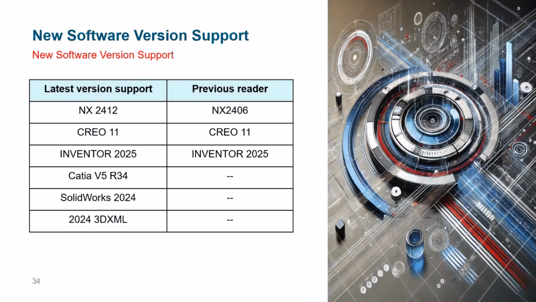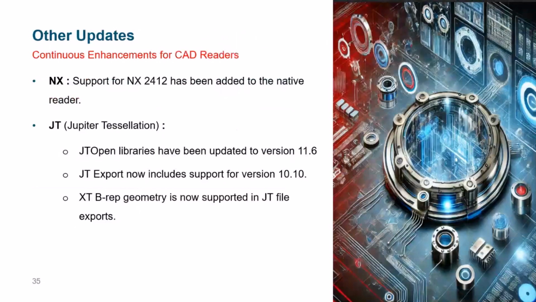With the previous reader, you still can read NX 2406, Creo 11, Inventor, and all the neutral file formats such as STEP, IGES, and so on and so forth. For NX, there is another update. NX 2412 is out, and we are also supporting it through the native reader. Many customers still prefer the native reader to the third-party reader, so we are up to date there too.